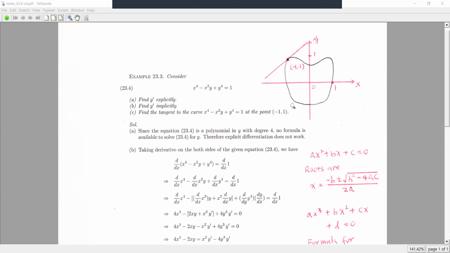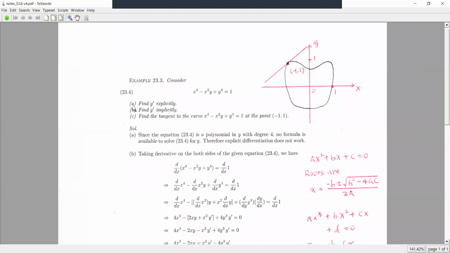Please note that this curve is the graph of an equation, but not the graph of a function. For a function y equals f of x, one x value has only one y value. But on this curve, for one x value, there are two y values corresponding to it. Therefore, this curve is not the graph of a function.